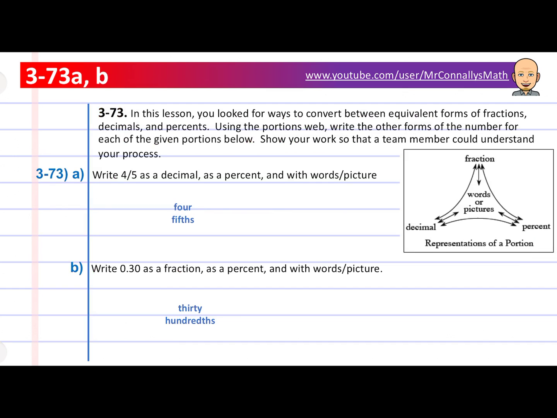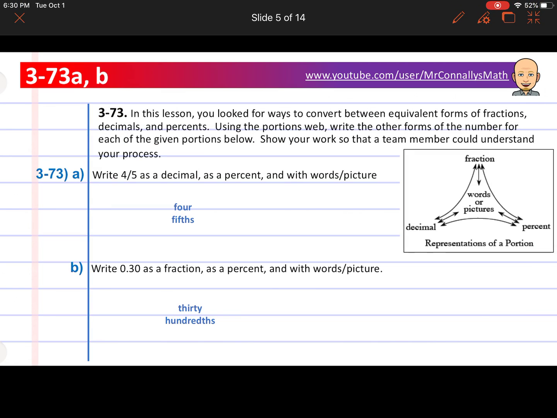Question 73. In this lesson, you've looked for ways to convert between equivalent forms of fractions, decimals, and percents. Using the portions web, which we learned about today, write the other forms of the number for each of the given portions below. Show your work so that a team member could understand your process. Write 4/5 as a decimal, percent, in words, with words or picture.